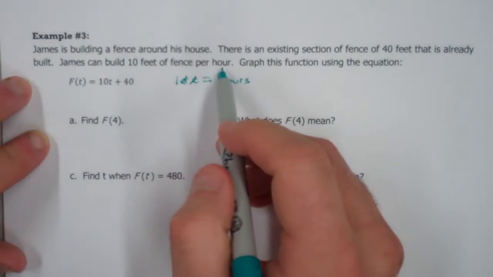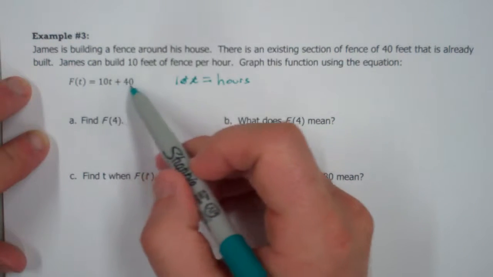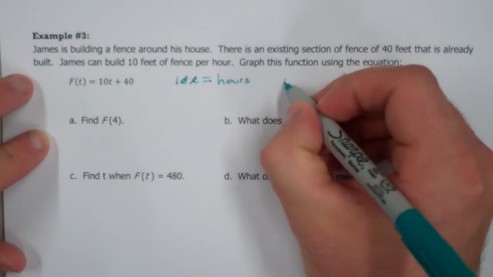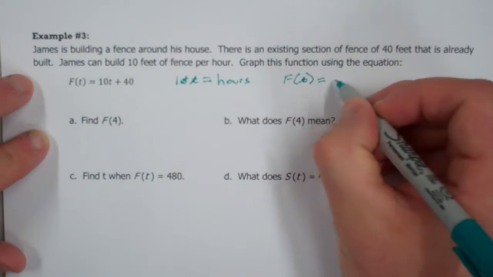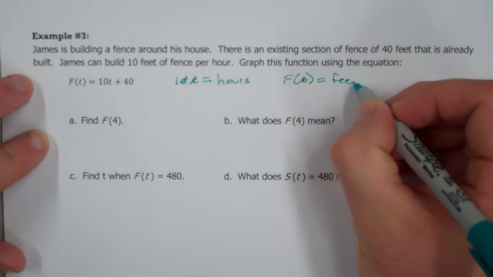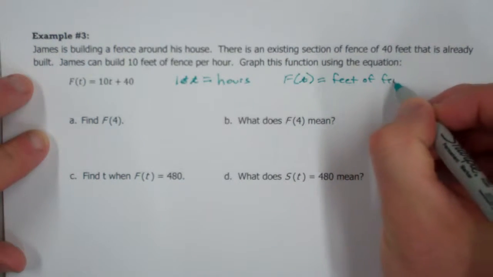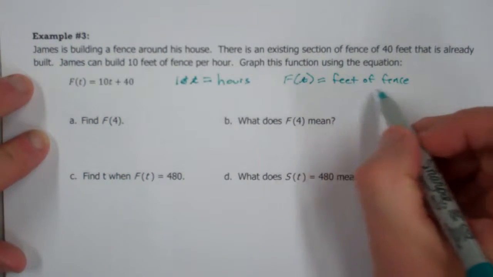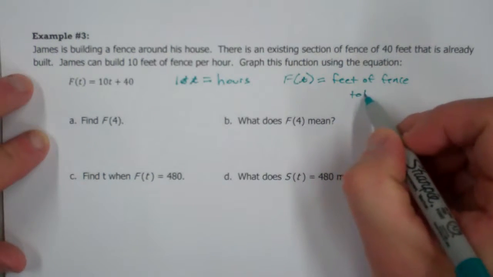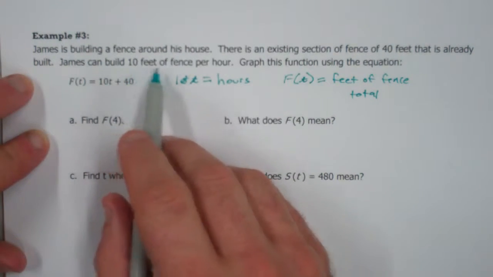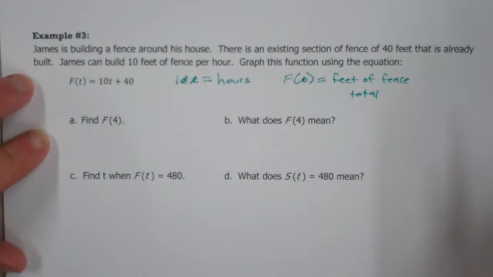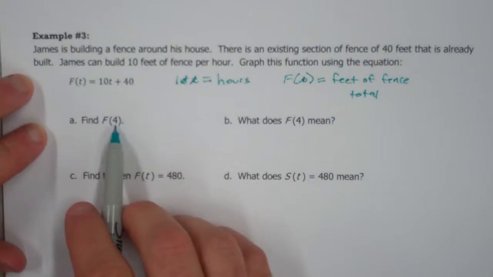Remember that it's 10 feet per hour, so if it's like 2 hours, this would be 20 plus 40, or 60. So we know that f at t, the output, is going to be in feet of fence. And that's the total amount. So if you wanted to write total here, you could. Total amount of fence. Remember that he only builds 10 feet of fence an hour, but he's already starting at 40. There's an existing section. Maybe he worked yesterday, or maybe it's just a fence that's standing at the house. Who really knows?